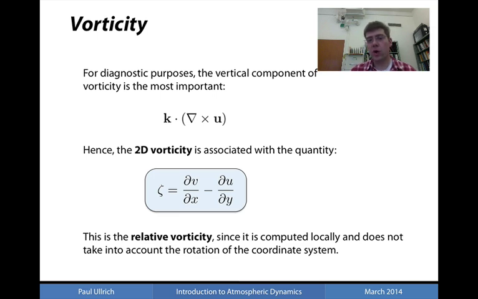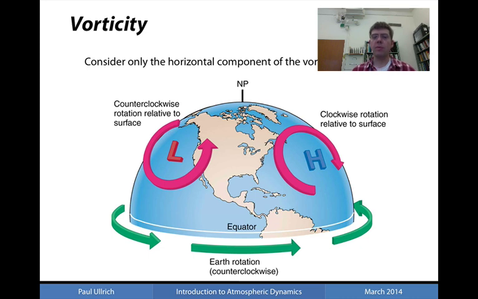vorticity associated with this quantity, which we'll denote with the Greek character zeta, and that's simply given by the partial derivative of v with respect to x minus the partial derivative of u with respect to y. This is also known as the relative vorticity, since it is computed locally and does not take into account rotation of the coordinate system. If we look at this on the globe then, for low and high pressure systems, we then anticipate that the relative vorticity about those points will be either counterclockwise in the case of a low or clockwise in the case of a high.